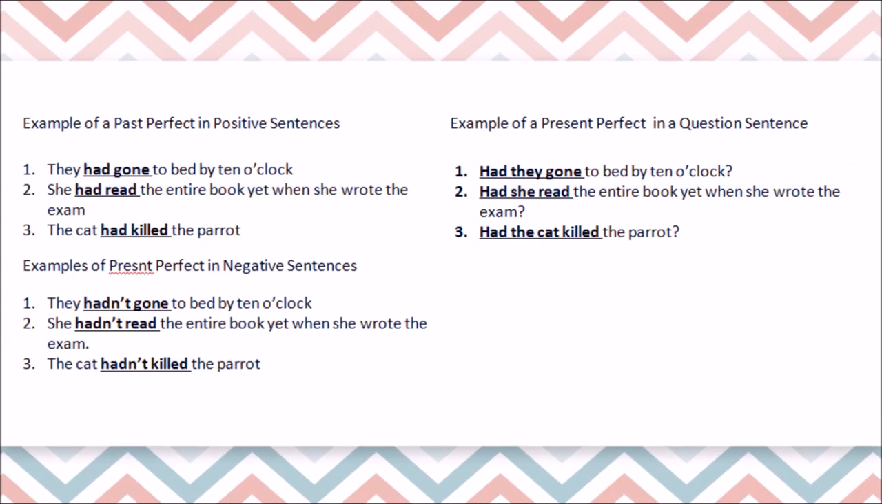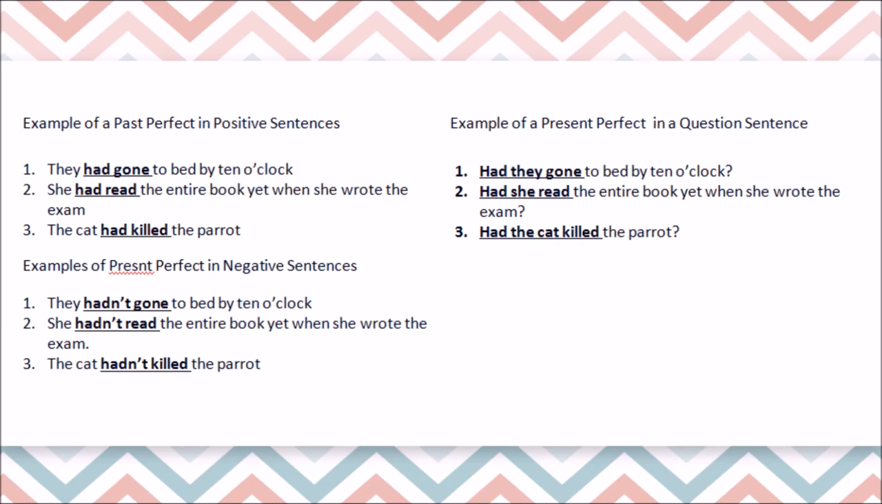Example of past perfect in positive sentence. They had gone to bed by 10 o'clock. She had not read the entry book yet when she wrote the exam. The cat had killed the parrot.